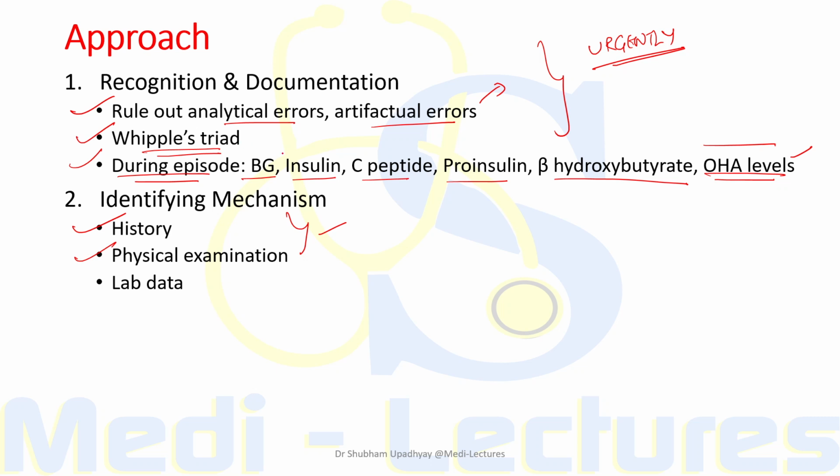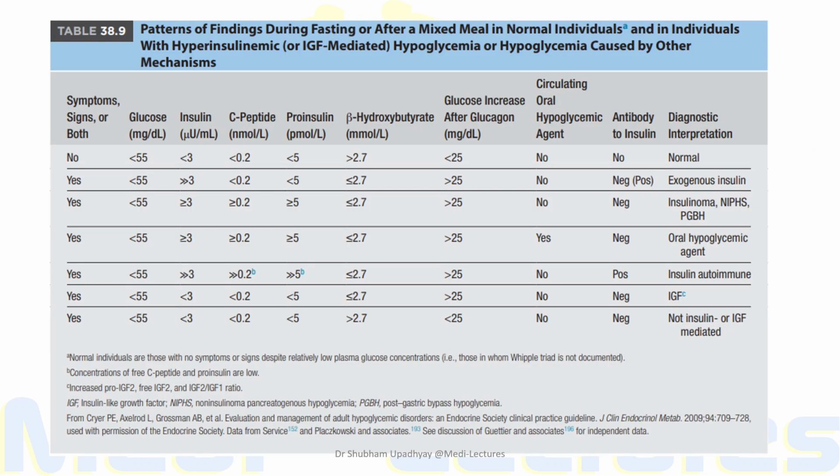Now, according to the levels of blood glucose, insulin, C-peptide, we will have certain lab data. Now, let's discuss what features will differentiate the various causes of hypoglycemia. This table will summarize all the causes of hypoglycemia. Suppose a patient is on exogenous insulin, the glucose levels are less than 55, insulin will be more than 3.